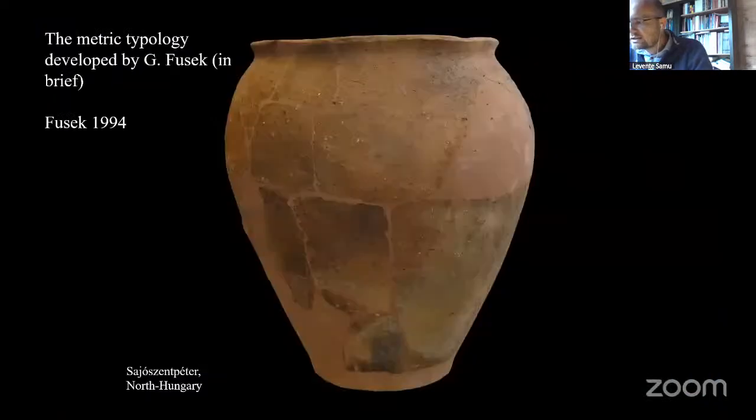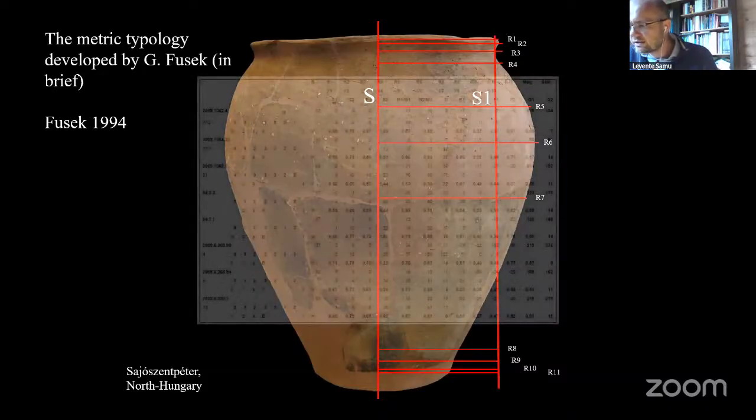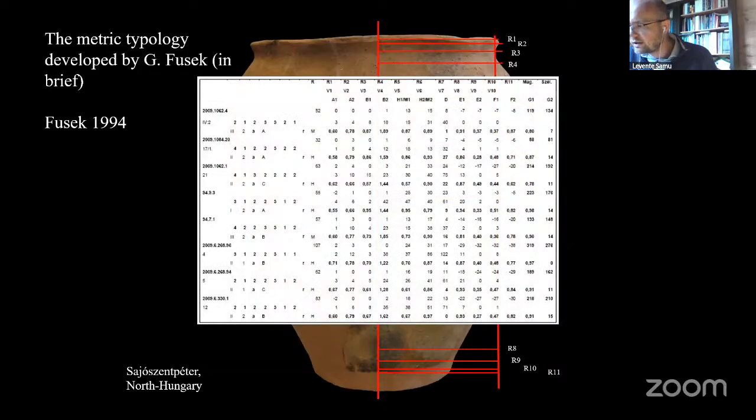The method is based on recording metric data from precisely defined points along the outer profile of the vessel, measured relative to the S and S1 axes. These measurements are entered into a database where the corresponding indices are calculated automatically. Each index describes a specific morphological characteristic of the vessel.